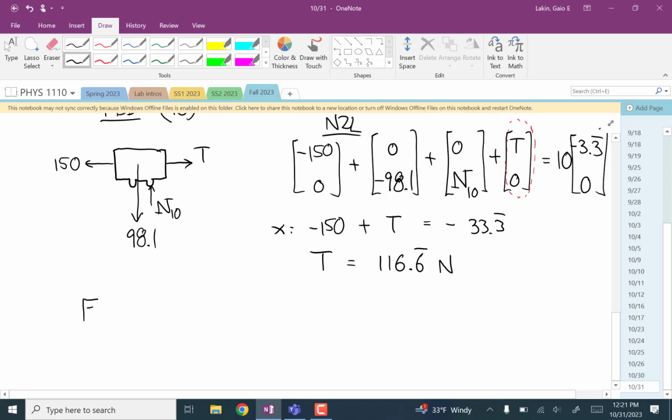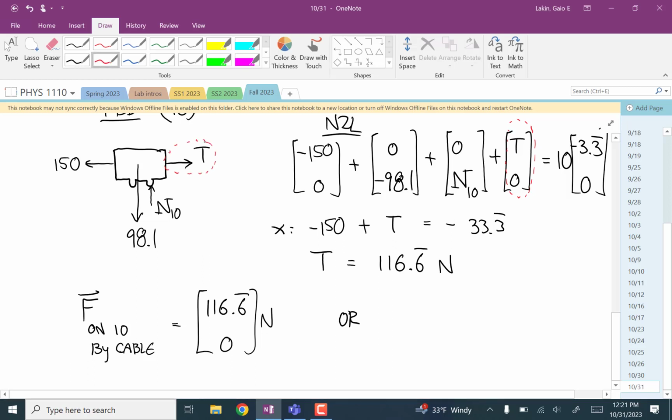And so the force vector on the 10 by the cable, you can plug this into that force vector and you get positive 116.6 repeating, 0. Or another way to think about it is, this is what we're looking for, the force vector on the 10 by the cable. And so it has a magnitude of 116.6 repeating in the direction of that arrow.